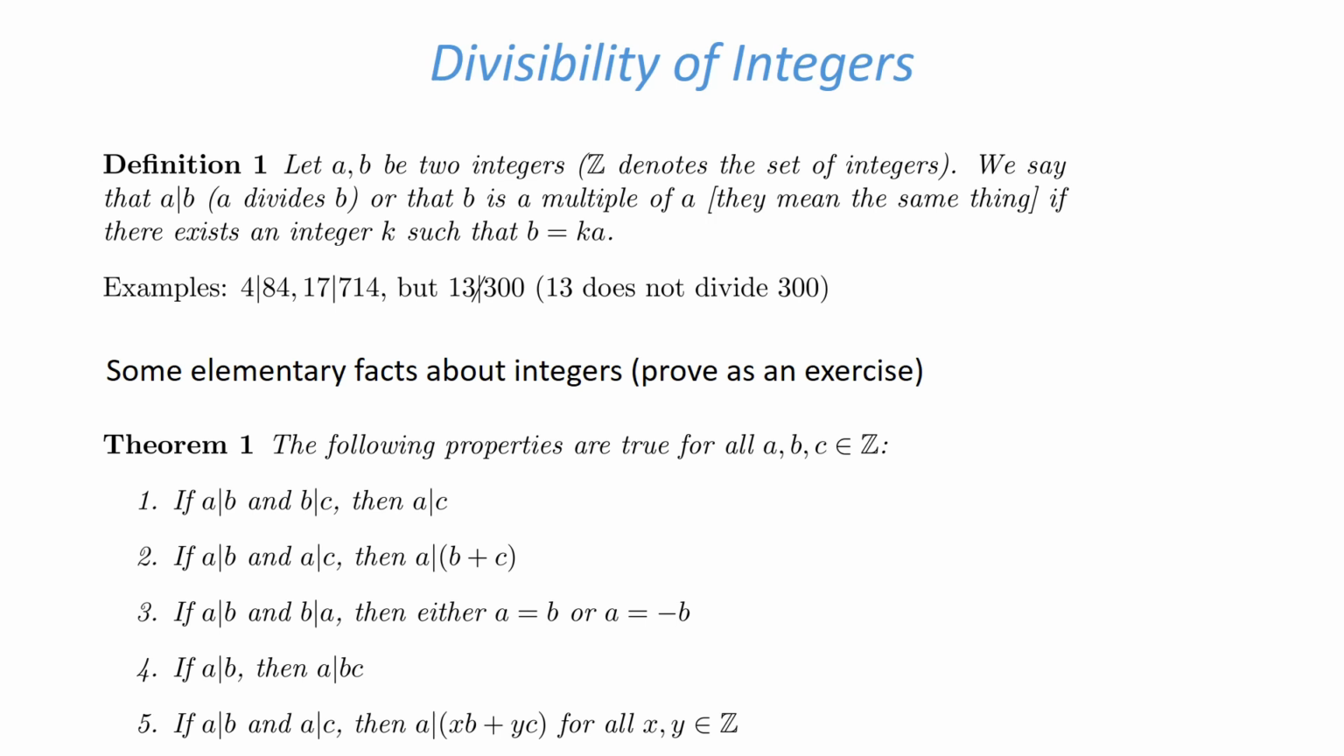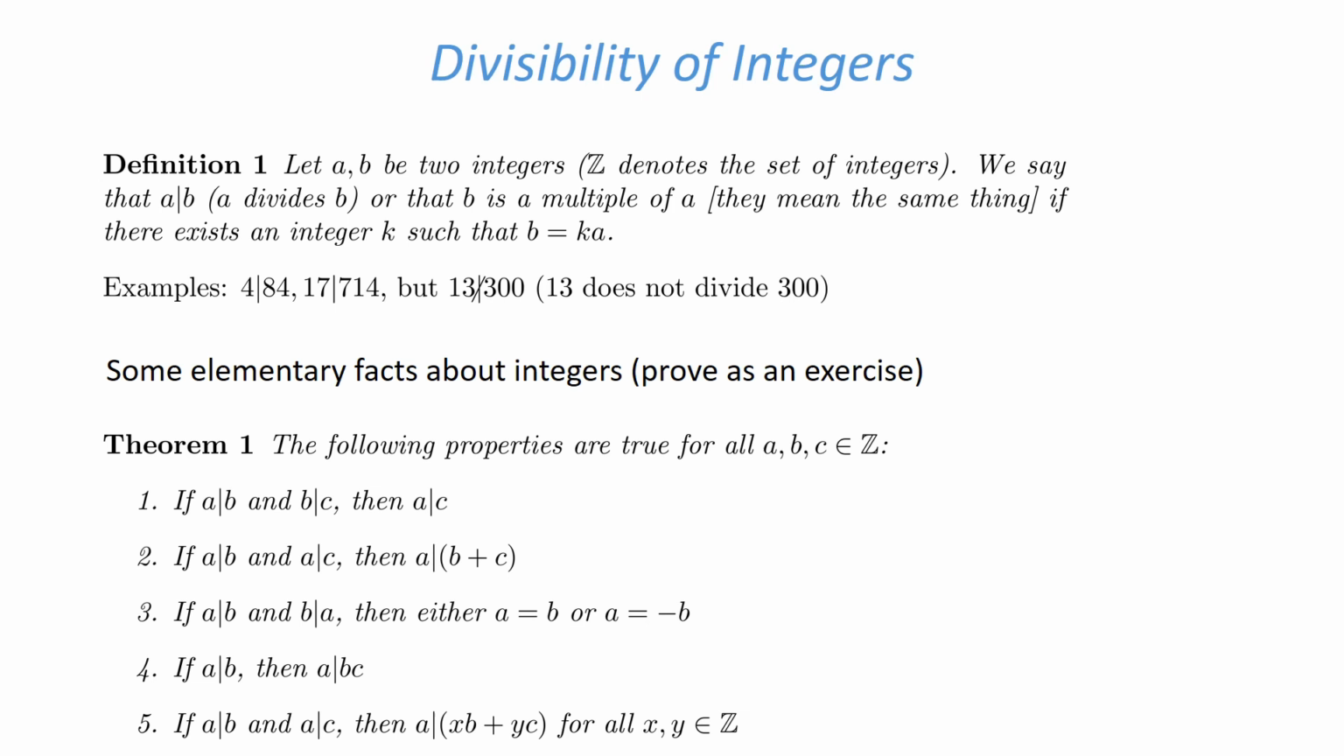Some elementary facts about integers are the following. If a divides b and b divides c, then a divides c. If a divides b and a divides c, then a divides b plus c. If a divides b and b divides a, then either a is equal to b or a is equal to minus b. If a divides b, then a divides bc as well. If a divides b and a divides c, then a divides xb plus yc for all integers x and y. I will just prove the first statement over here and leave the rest as an exercise for you.